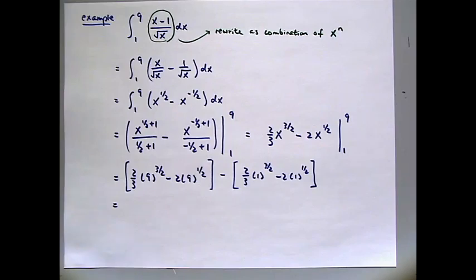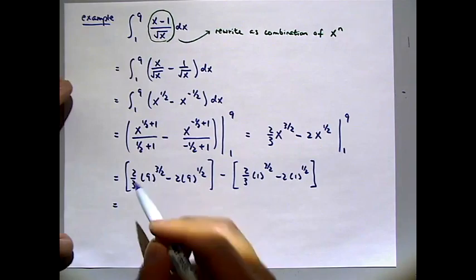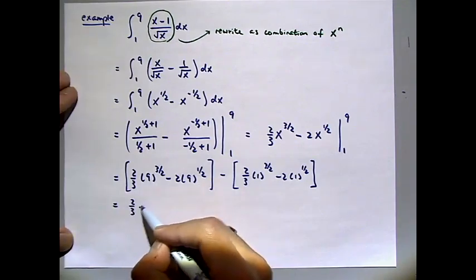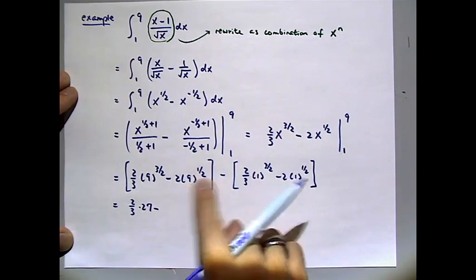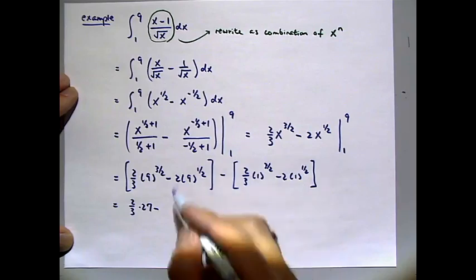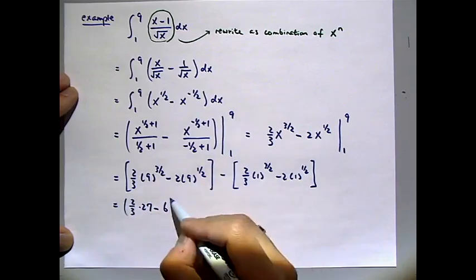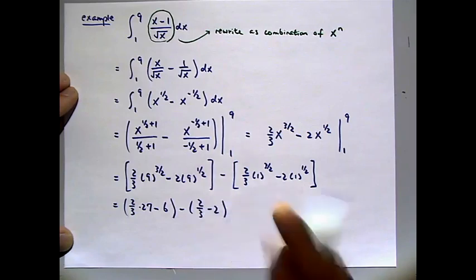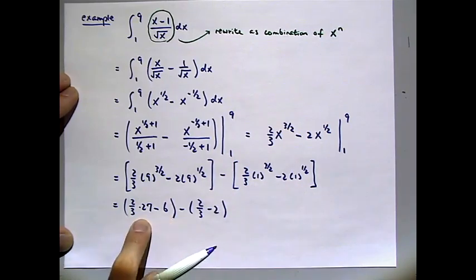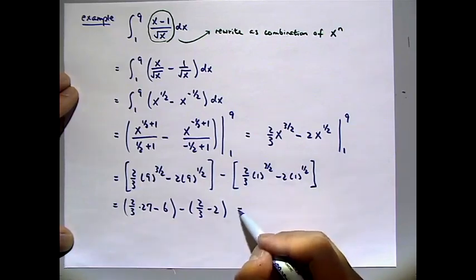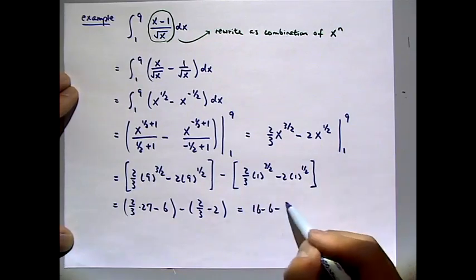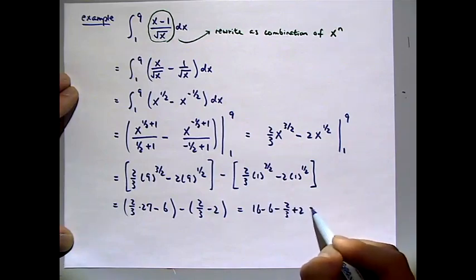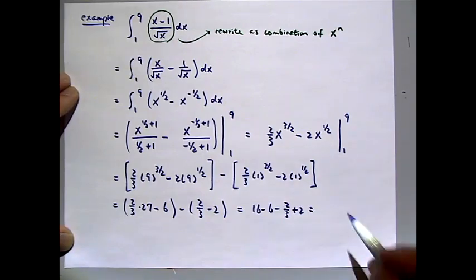Okay, what's left here is simply to calculate this stuff. 9 to the 3/2 is 27. 9 to the 1/2 is 3. 3 times 2 is 6. Minus 2 over 3 minus 2. So that's an 18, right? 18 minus 6 minus 2 over 3 plus 2. In the end, we get 40 over 3.